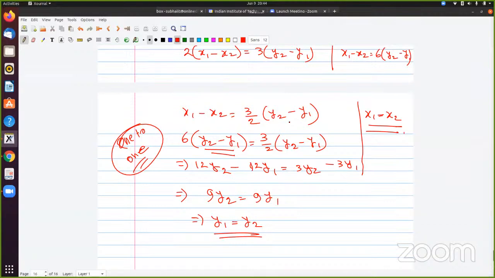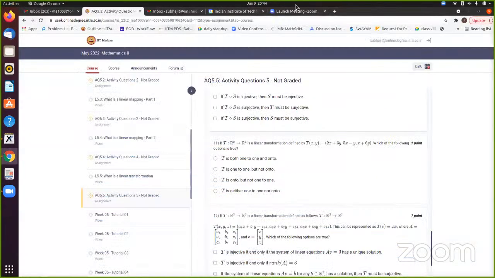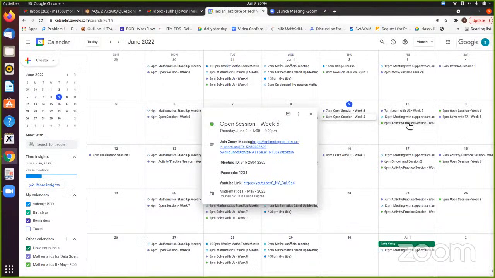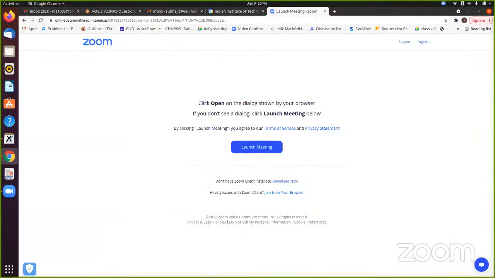So let's meet tomorrow again with the next week 6 content. Tomorrow it is at 8, correct? 8 o'clock or 6 o'clock? I forgot, let me see. There is a calendar. Tomorrow is at 6 o'clock. Oh, again at 6. It will be covering week 6, right? We'll start with week 6. Tomorrow's session is week 6.